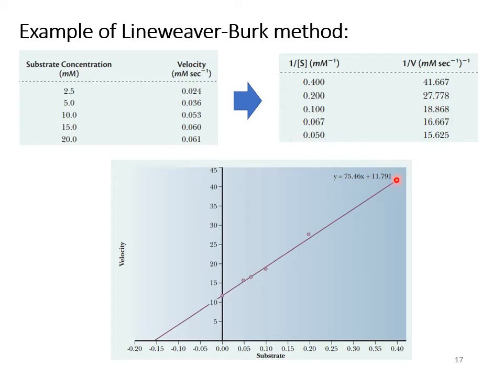From there, you see that there is the trend line that has been created. And the way that you would work this is, on the previous slide, you saw in the graph that when you do a Lineweaver-Burk method, the y-intercept, which is right over here, represents 1 over Vmax.